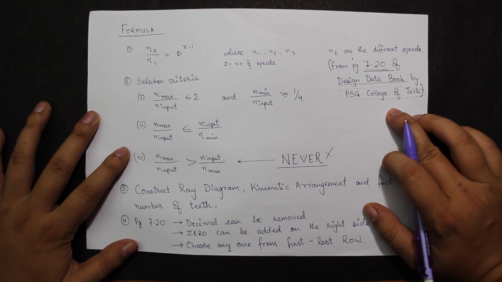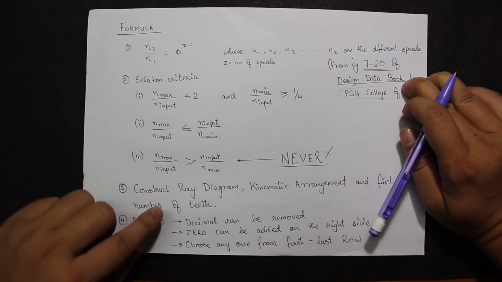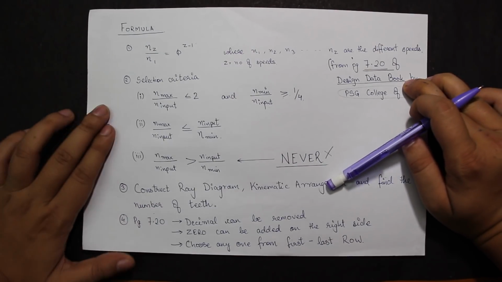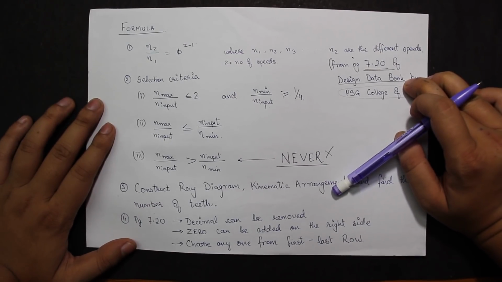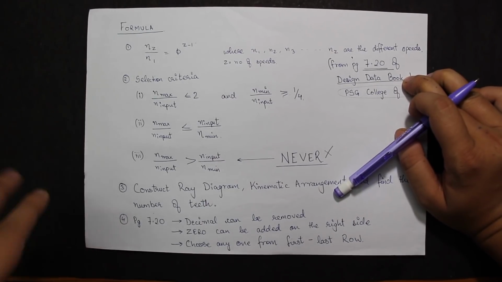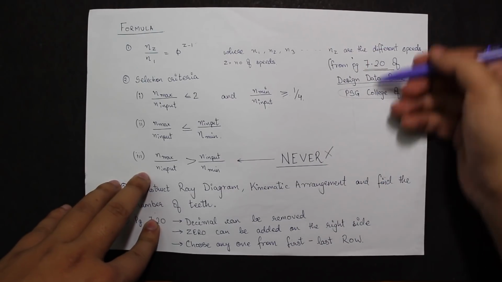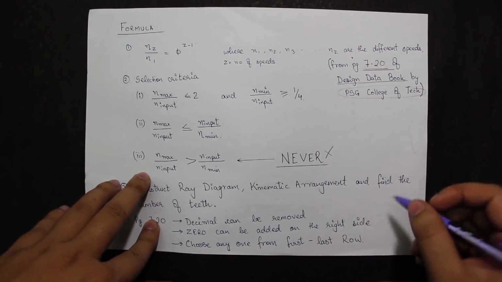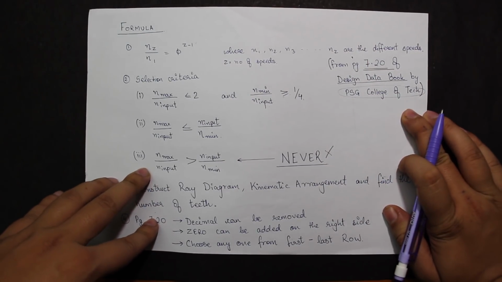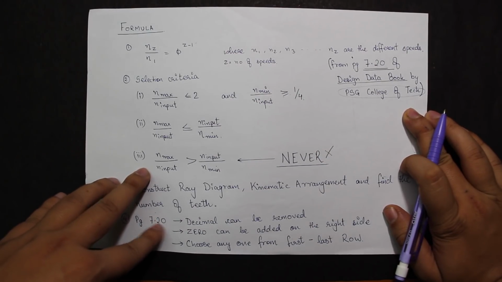When we jump to the questions, it will ask 3 things: ray diagram, kinematic arrangements, and the number of teeth. All the 3 I will be calculating in the subsequent videos. So on page 7.20, we have a tabular column with 4 different columns and a number of rows. Selection of which number is required will be told according to the question that is involved.